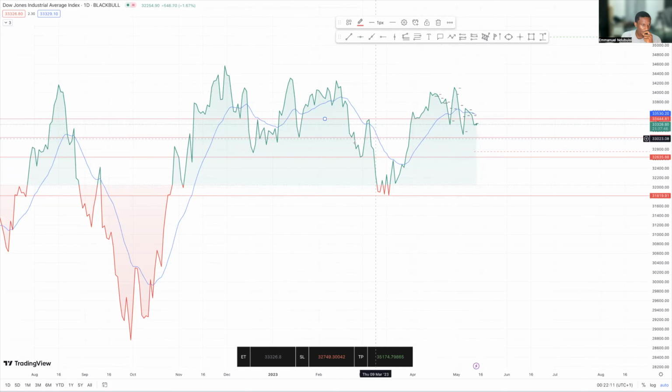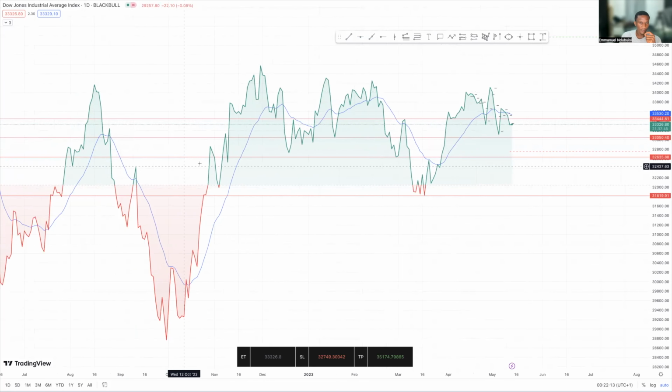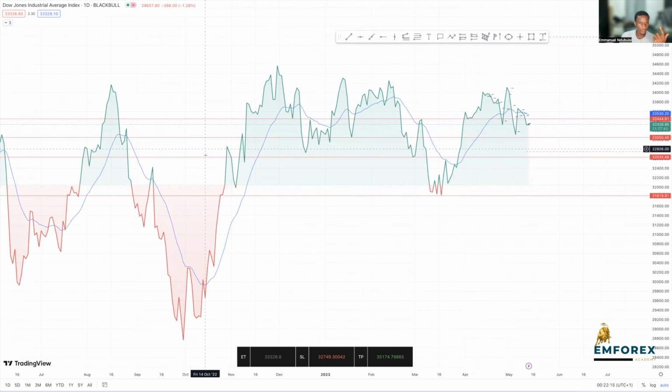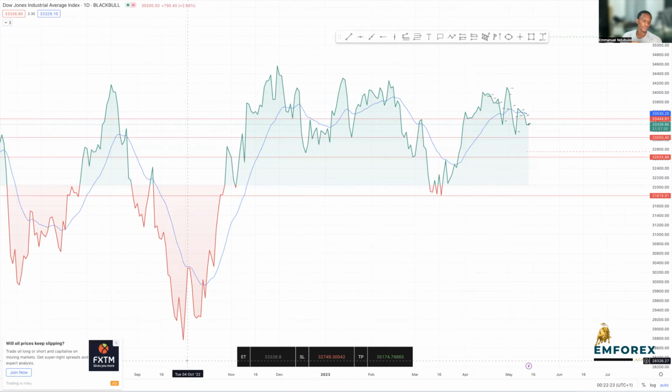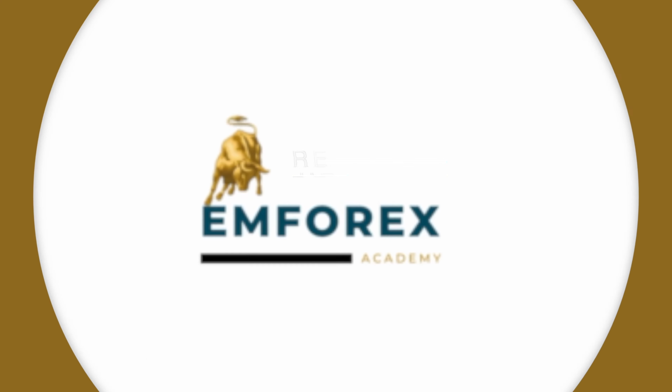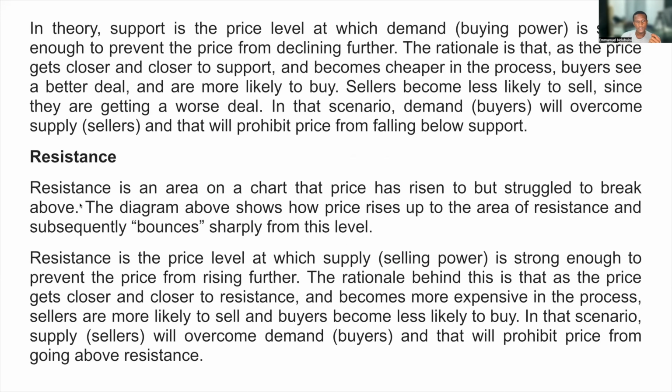Okay, so now that is how many support levels? 1, 2, 3, 4. Okay, 4 is okay. Let's see 4 resistance levels. Okay, so what do we say a resistance is? Let's go over to the note and see what we say a resistance level is. Okay, here it says resistance is an area on the chart that price has risen to but struggled to break above.